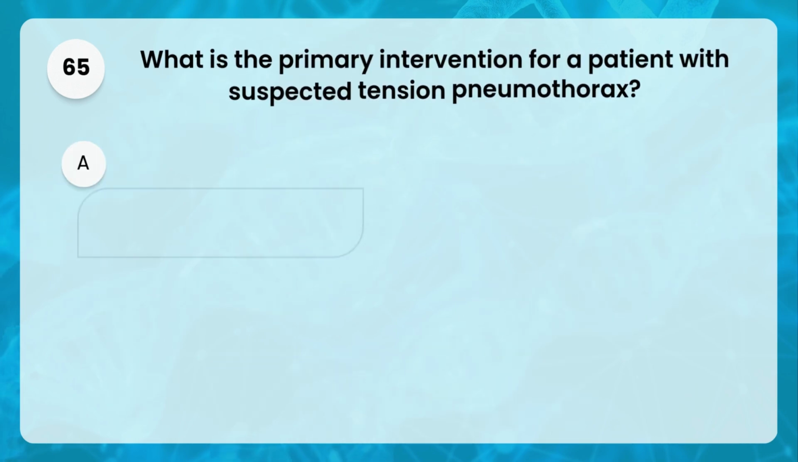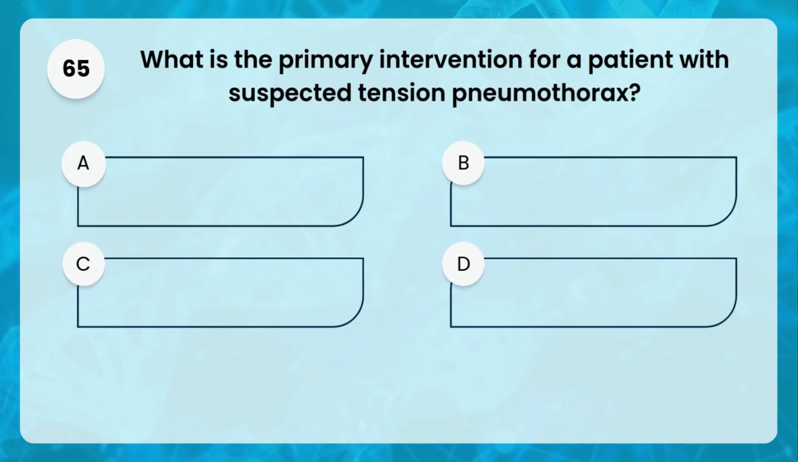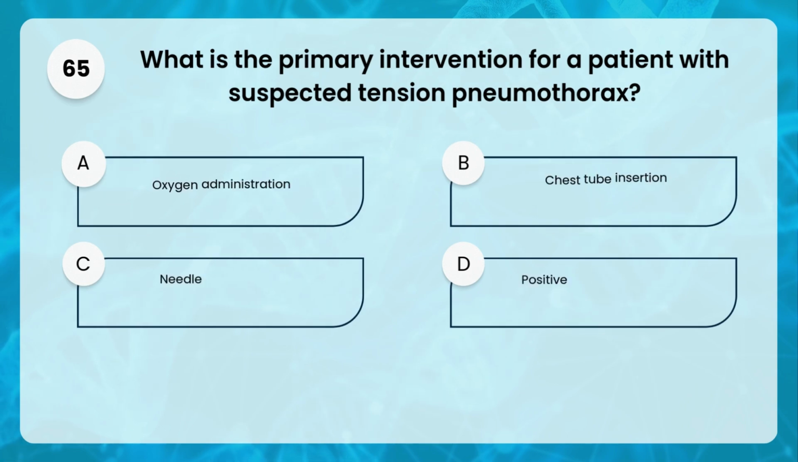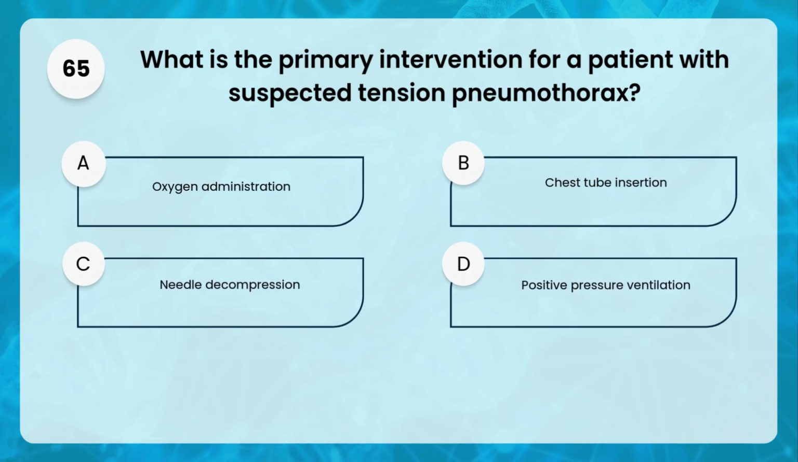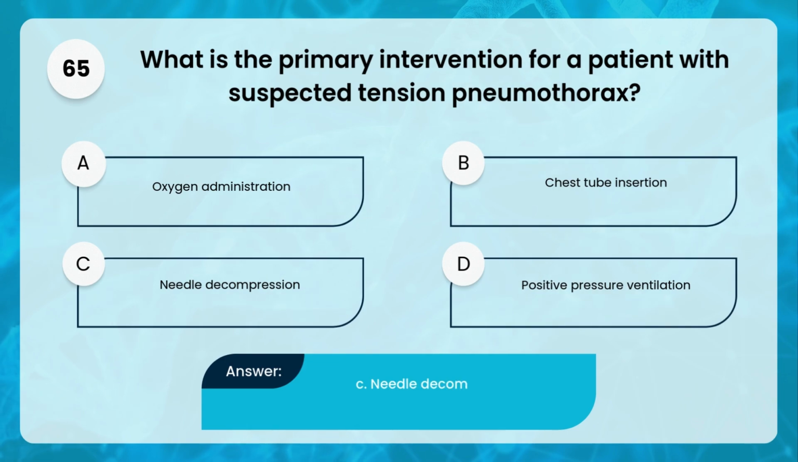65. What is the primary intervention for a patient with a suspected tension pneumothorax? A. Oxygen administration, B. Chest tube insertion, C. Needle decompression, or D. Positive pressure ventilation? The answer is C. Needle decompression.